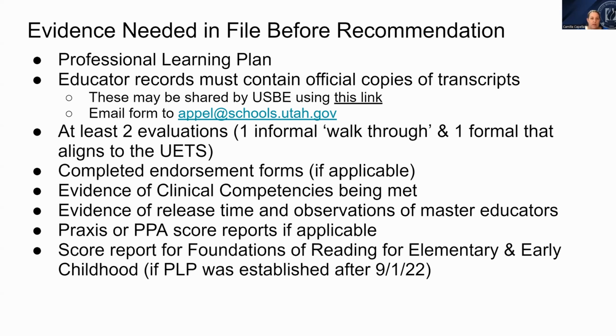They need to have at least two evaluations. One of those can be the informal walkthrough, and one should be a more formal one that aligns to the UITs. If they've completed an endorsement, they need to have the endorsement form on file. For most candidates like elementary, they won't have an endorsement form, but most of your secondary candidates are going to need one. We ask that you keep those on file because occasionally the endorsement forms have changed and there's been confusion about whether they need to do this or that because things have been adjusted on the form. So you'll want to definitely have a copy of their endorsement form on file.